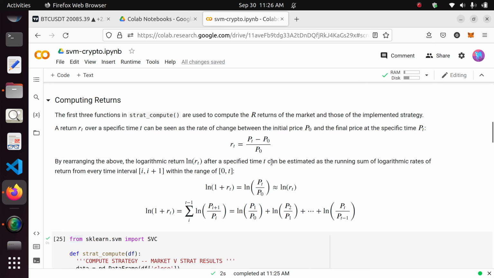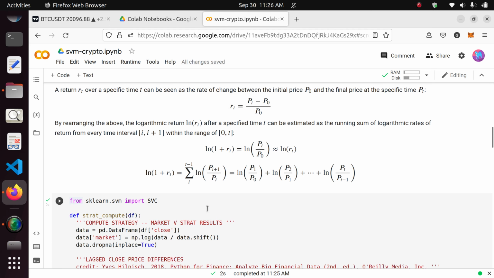Computing returns, this is something that I've explained in a previous video of mine as well in layman's terms, as much layman as it can go. It's basically the rate of return. It's just the rate of change between initial price and final price at a specific time t. You can rearrange that equation, take the logarithms of that rearrangement, and we end up with equation number 2 here. And then we can rationalize that this logarithmic rate of return over a specific time can be equated to the sum of its logarithmic component rates of return.